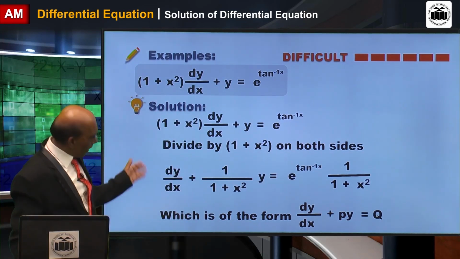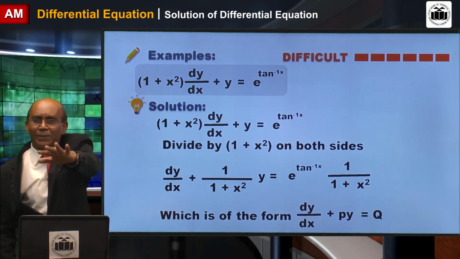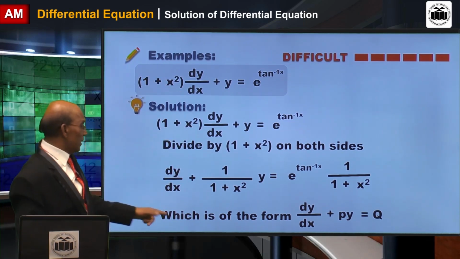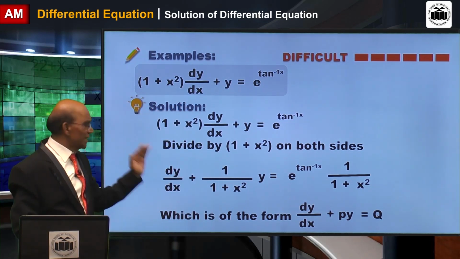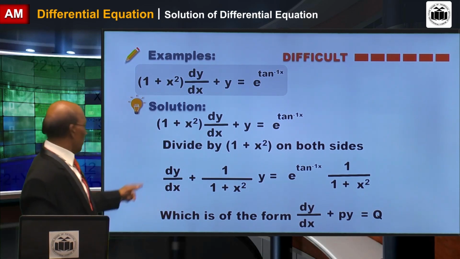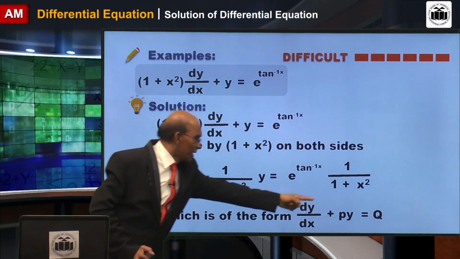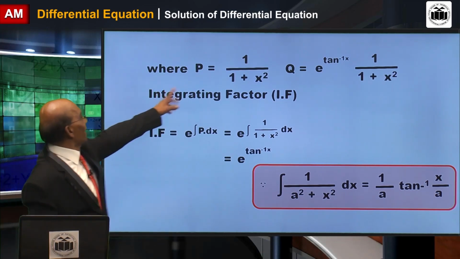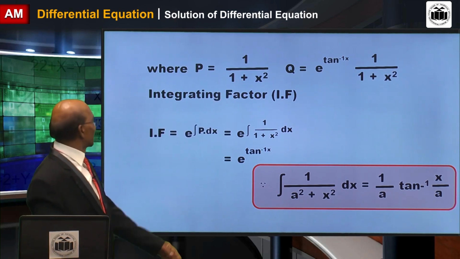So now at this stage, we can identify that this is a linear differential equation. We identify it at the initial stage, since the form is dy by dx plus py equals q, hence we conclude that definitely this is a linear differential equation, and then we can apply the further process. We compare this with the form dy by dx plus py equals q, where p is 1 upon (1 plus x square), and q equals e raised to tan inverse x into 1 upon (1 plus x square).